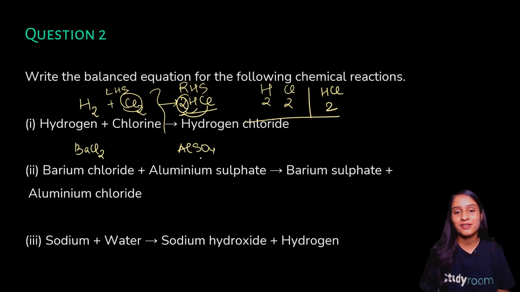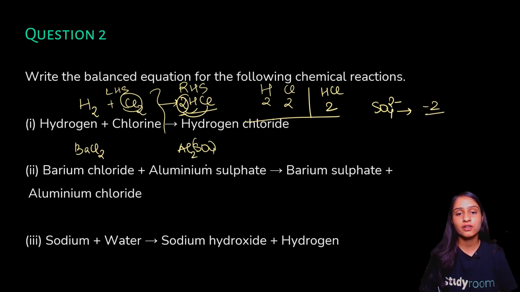Am I writing this correct? No, because you need to learn this, that the formal charge of sulfate ion is -2. So this is this. And what is the valency of aluminium? 3. Yeah. So this is it.